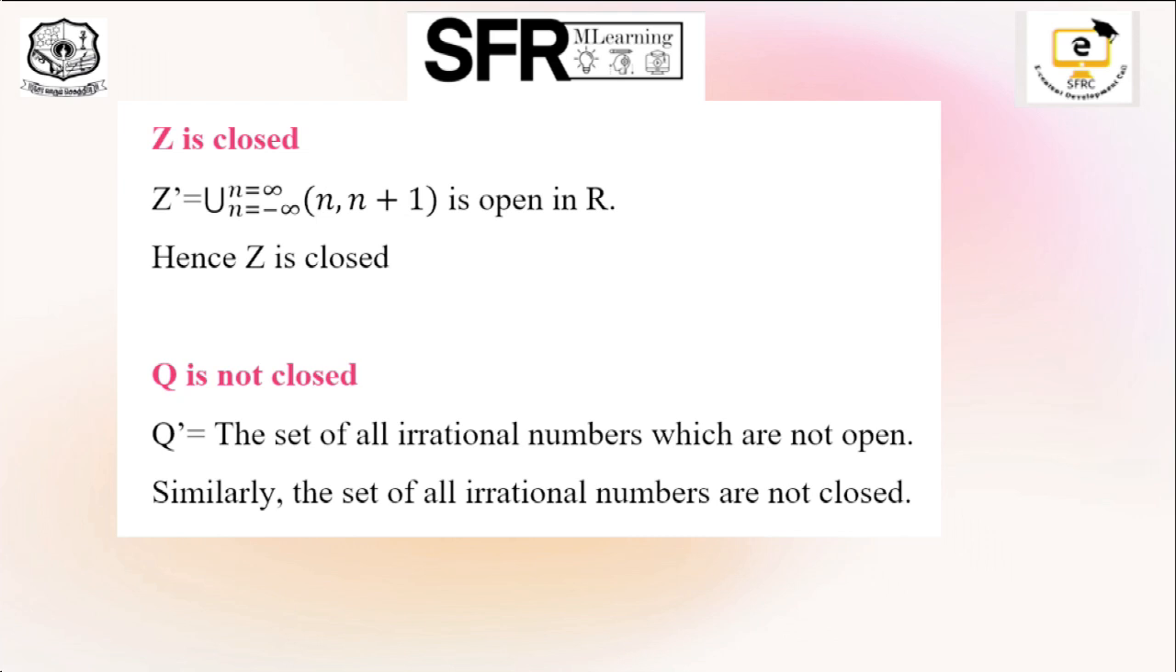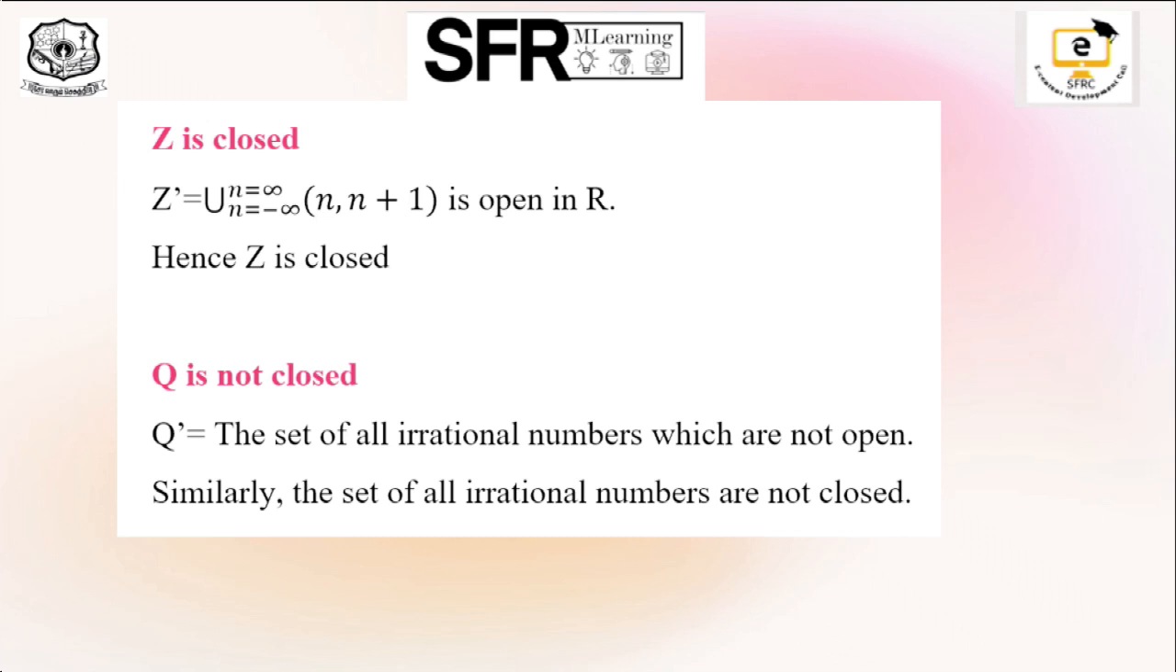Next we pass on to the set of all integers. Z is closed because its complement is the union over n from minus infinity to plus infinity of the open interval (n, n+1), which is open in R. Therefore, we conclude that Z is closed.